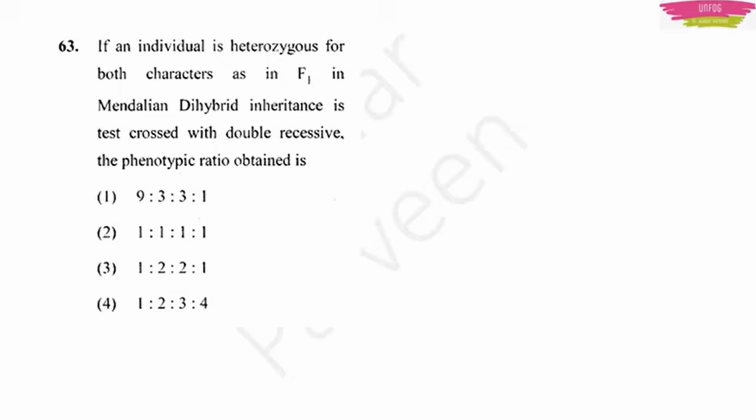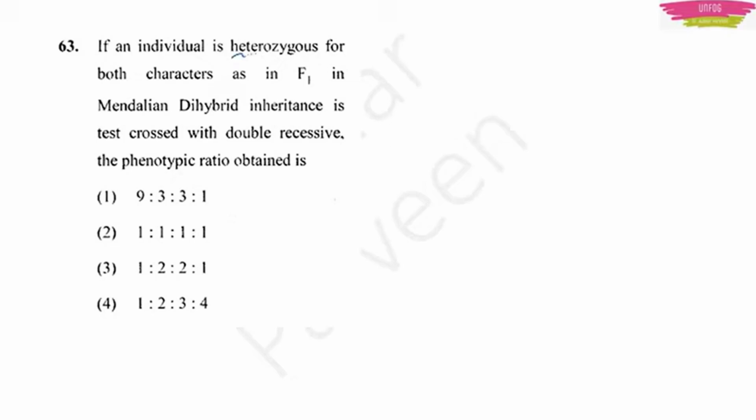If an individual is heterozygous for both characters as in F1 in Mendelian dihybrid inheritance is test crossed with the double recessive, the phenotypic ratio obtained is. Okay, it sounds a little bit scary, right? But it is very simple. Let me tell you how.